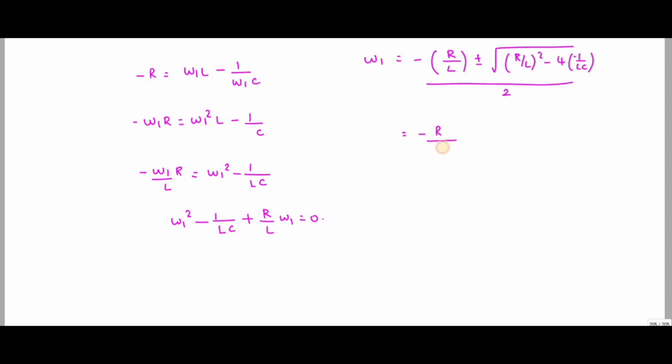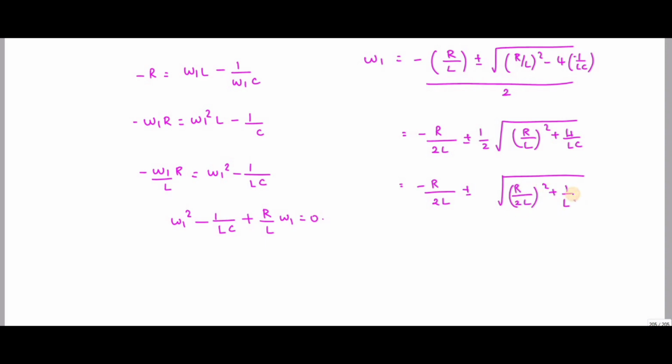So minus R divided by 2L plus or minus 2 root of (R by L) whole square plus 1 divided by 4 divided by LC. So this I can write as R divided by 2L plus or minus 1 divided by 2. If I bring the 2 inside, I will get (R divided by 2L) the whole square plus 1 divided by LC. So we know the bandwidth. What is bandwidth? Bandwidth is equal to omega 2 minus omega 1.